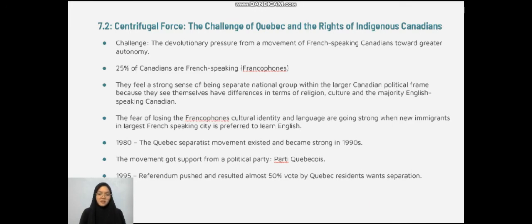The Parti Québécois would like to see an independent country of Quebec. A 1995 referendum pushed for by the Parti Québécois resulted in an almost 50% vote by the residents of the province in favor of separation.